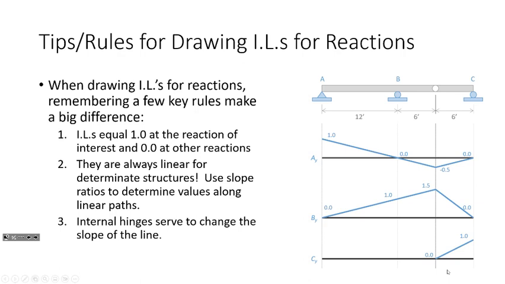So like for example, let's take the reaction at B. So here's my structure. I'm going to remove from the structure the ability to resist the reaction at B. So I removed it out from there. So you can see it's unstable. And I take it and I move it through a unit displacement. Look what happens.